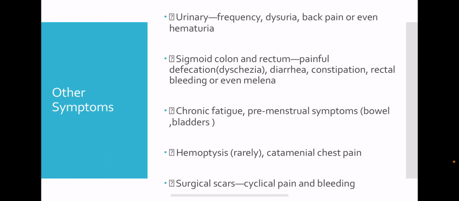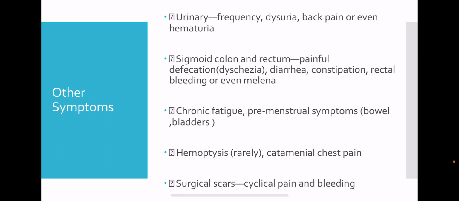Hematuria, why does hematuria happen? Hematuria is blood in urine. During the cyclic growth of the endometrium during the menses, the endometrial tissue deposited in the urinary bladder also undergoes growth, and shedding of that endometrial tissue happens as well. Then the blood will be found in the urine.